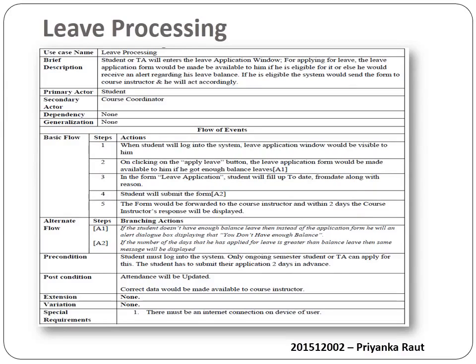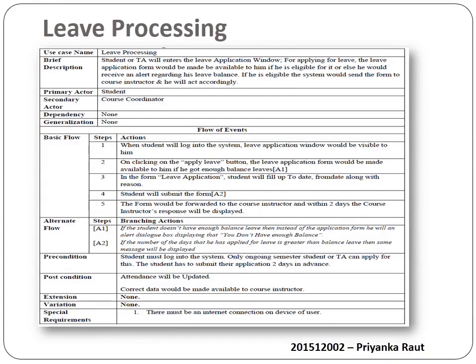The alternate flow of this is, if the number of days that he has applied for leave is greater than the balance leave, then the same message will be displayed to him. Now, if he has filled up all the information and submitted it to the course coordinator, then the form would be forwarded to the course coordinator within 2 days, and the course coordinator will respond according to his leave application, and that response will be displayed on the student side.